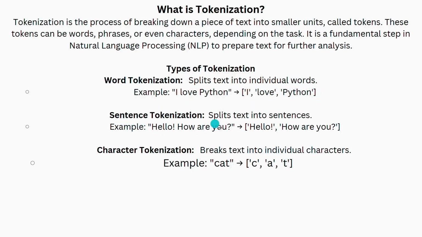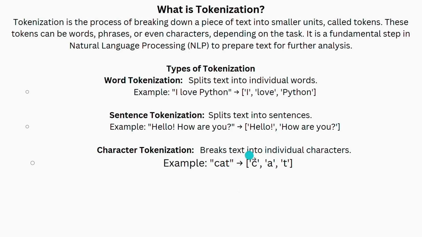Sentence tokenization means splitting the text into sentences. Here, hello, how are you? It is a sentence. Hello and the exclamation is one token. How is one token. R is one token. U is one token. Character tokenization means breaking the text into individual characters. Here, cat: C is one token, A is one token, T is one token.